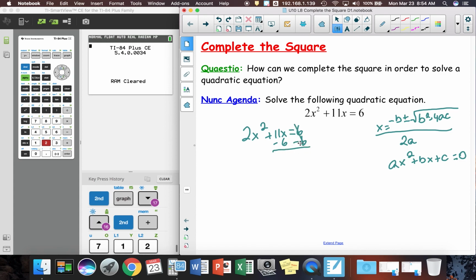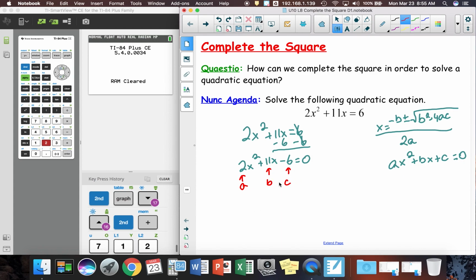Better. Alright, so that I'm left with 0 equals, and on the left side I'm left with 2x squared plus 11x minus 6. It's at this point where we can identify a, b, and c. 2 is our a value, 11 is our b value, and negative 6 is our c value.